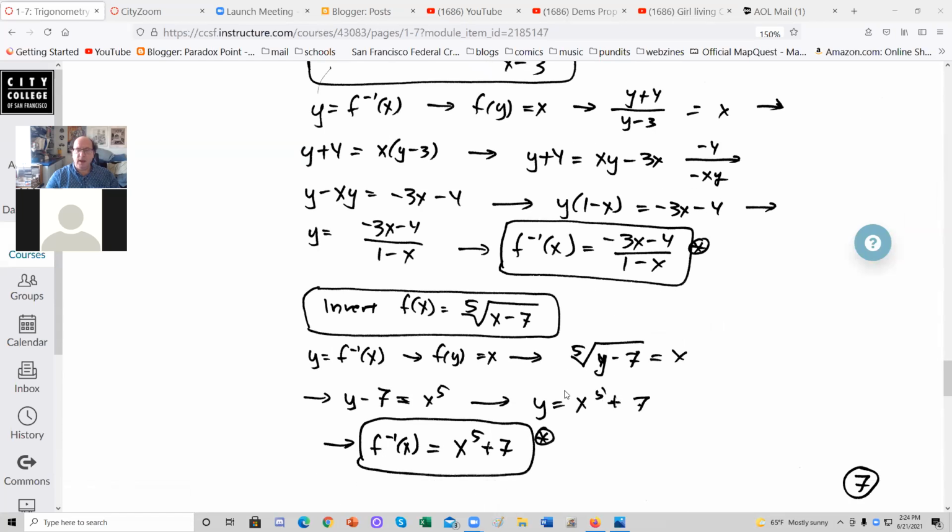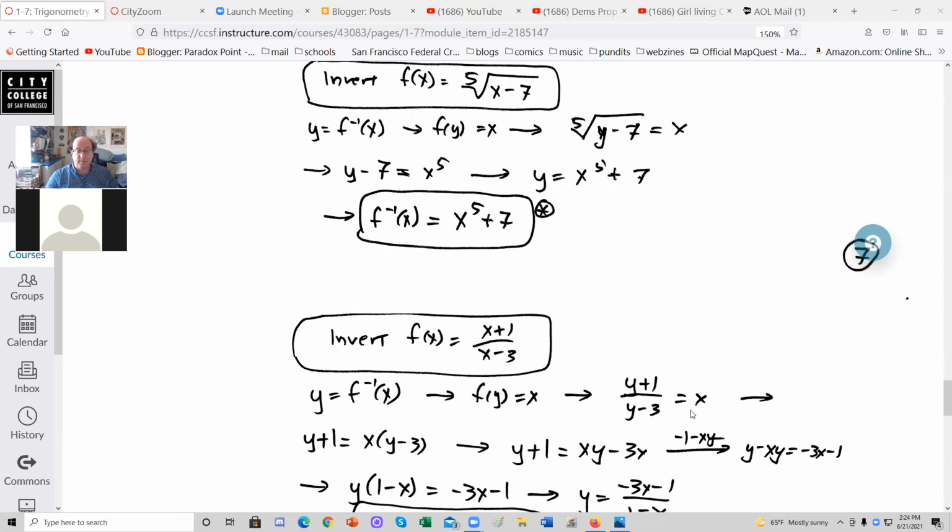Here they ask, invert the fifth root of x minus 7. Well, you get the same kind of deal, opposite operations in opposite order. So f of y equals x, since y is f inverse of x. So the fifth root of (y minus 7) equals x. Solve for y. We'll take fifth powers of both sides. y minus 7 equals x to the fifth. Add 7 to both sides. y equals x to the fifth plus 7. That's the inverse function. And again, opposite operations in opposite order. This takes x, subtracts 7, takes a fifth root. This takes x, takes a fifth power, and adds 7.